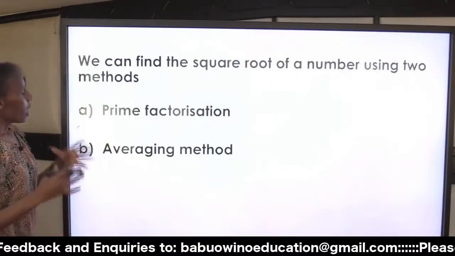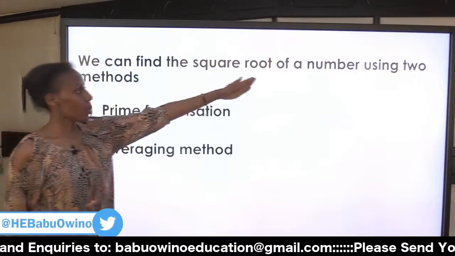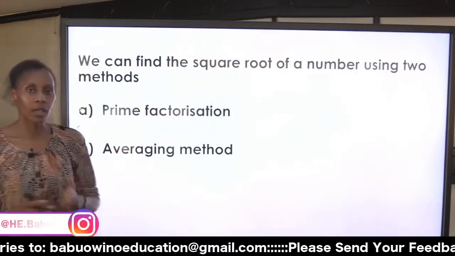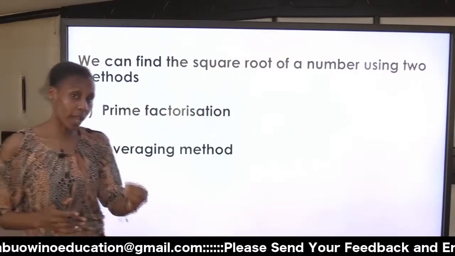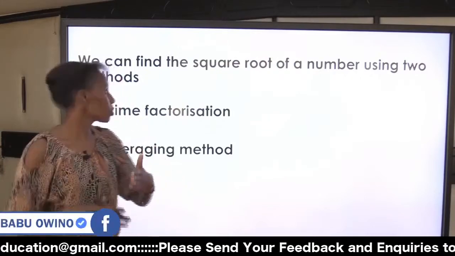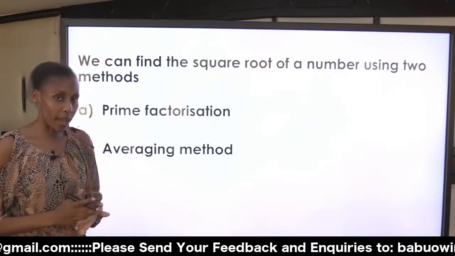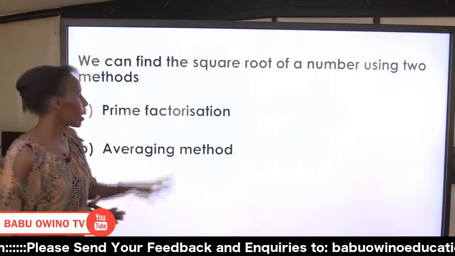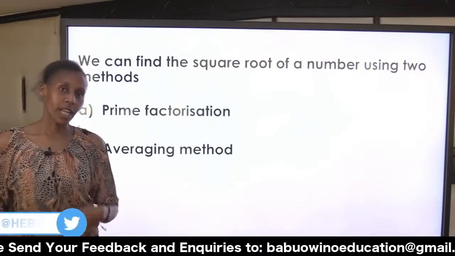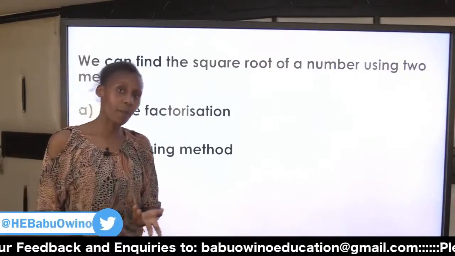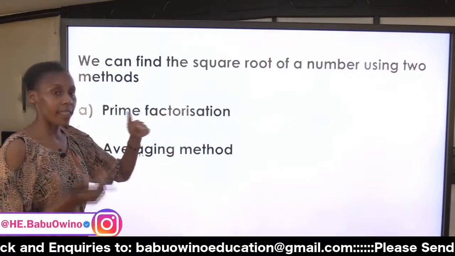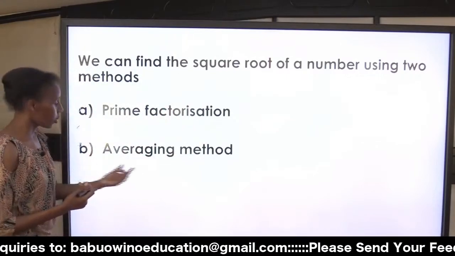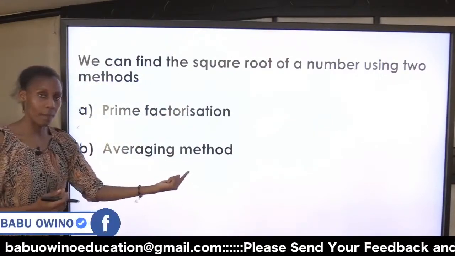We can find the square root of a number using 2 methods. So that was about squaring, and now we are looking at the reverse, which is finding the square root. Previously, we learned about prime factorization, and therefore we shall do maybe 2 examples to remind ourselves, and then we go to another method, which is the averaging method.